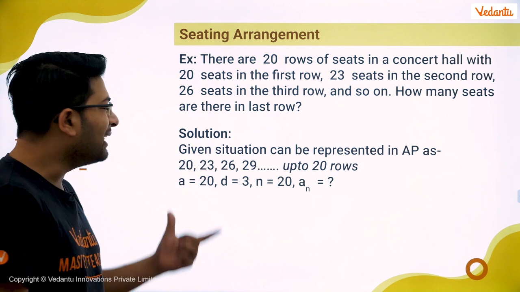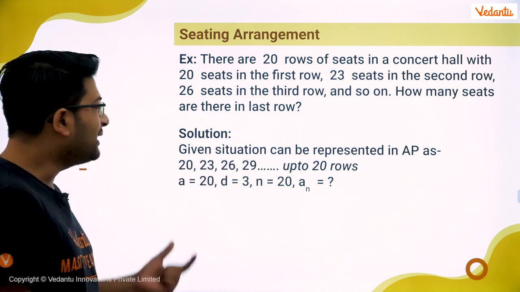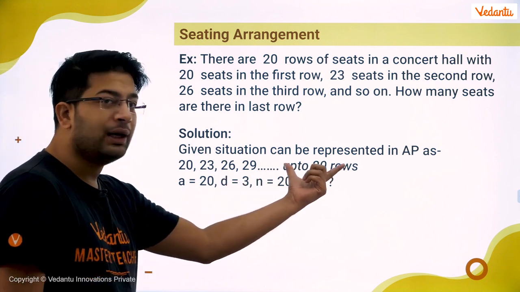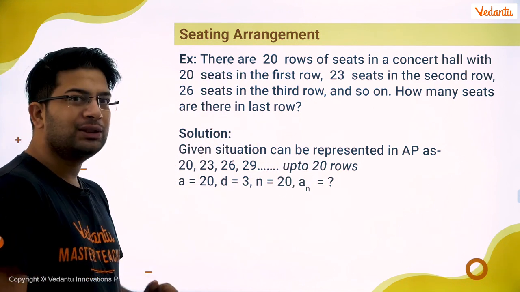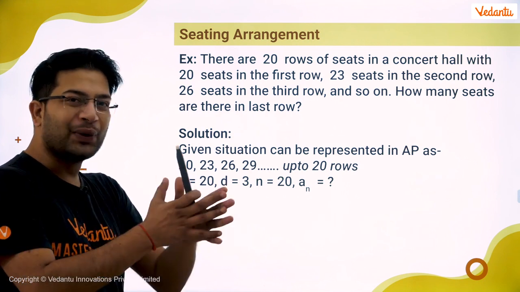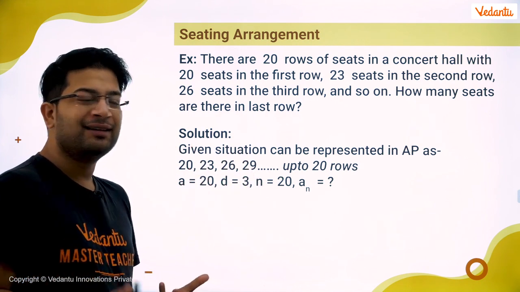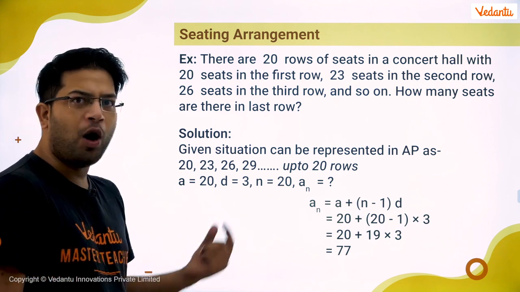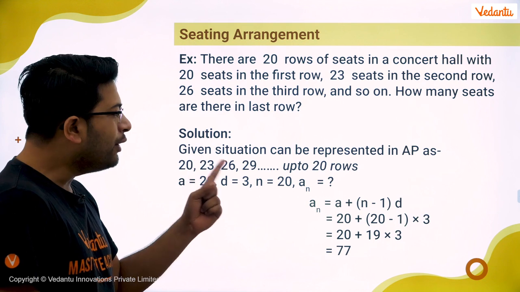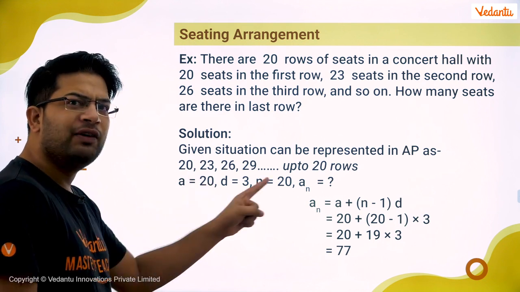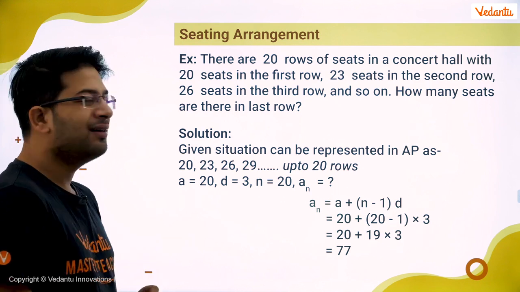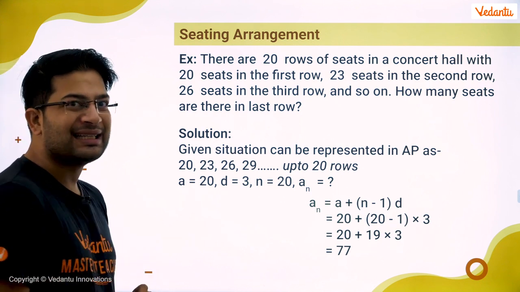So we can see this is nothing but an AP with first term 20 and common difference 3. The number of terms will be 20. Why? Because there are 20 rows and we have to find the 20th term, that is, in the 20th row, how many seats are there? So we can simply apply the formula of the nth term of the AP, a plus n minus 1 into d. We know the values of a, n and d. We will get that there are a total of 77 seats in the 20th row of the hall. I hope it is clear.